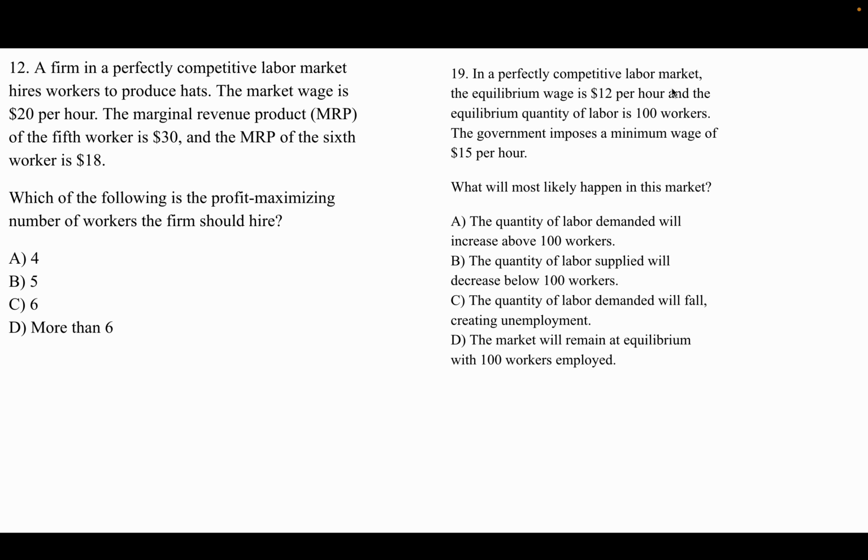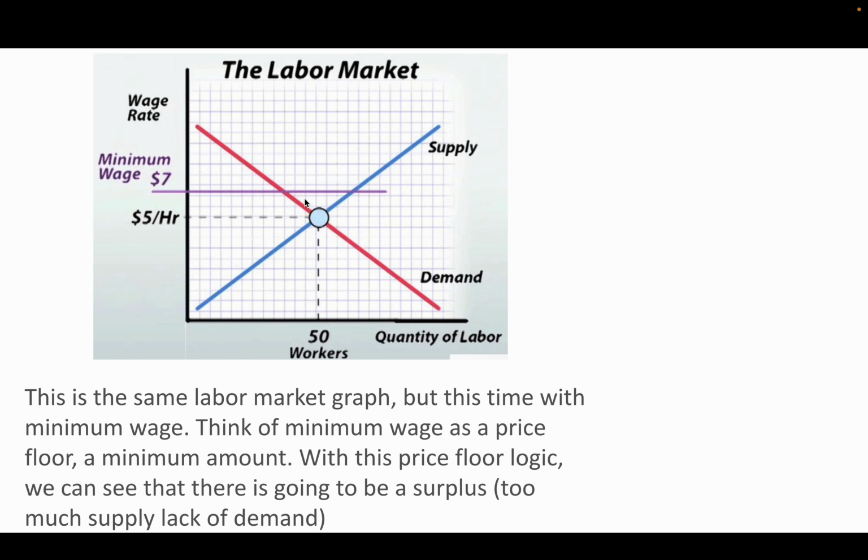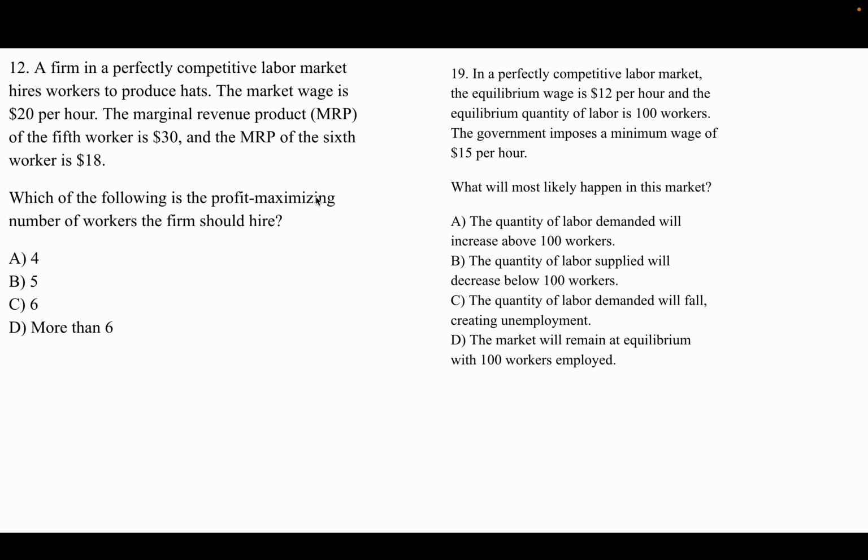In a perfectly competitive labor market, the equilibrium wage is $12 per hour, and the equilibrium quantity of labor is 100 workers. The government imposes a minimum wage of $15. What will happen in this market? So remember, a minimum wage works just like a price floor, okay? It creates a surplus. It increases unemployment, okay? That's the main gripe and main issue many people have and many politicians have with a higher minimum wage.